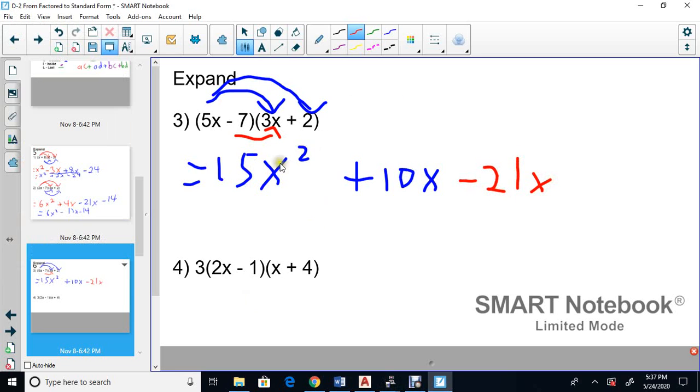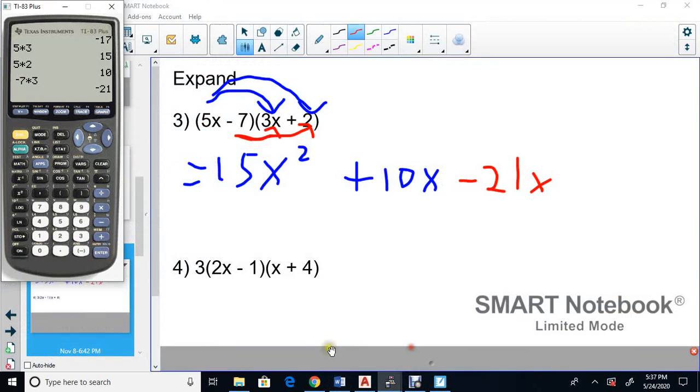Notice the first one's x squared. The next two are both x and x every time. And then you do the last one here, from here to here: negative 7 times 2. 7 times 2 is 14. If you're not sure, you can always use your calculator. Negative 7 times 2, and you get minus 14.